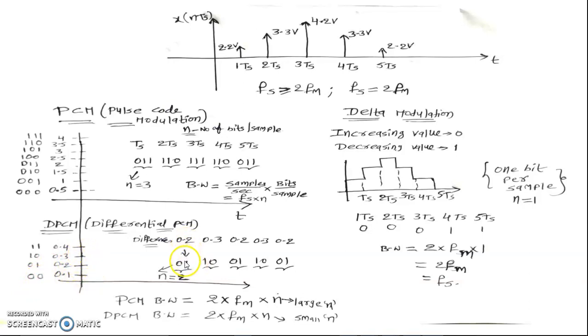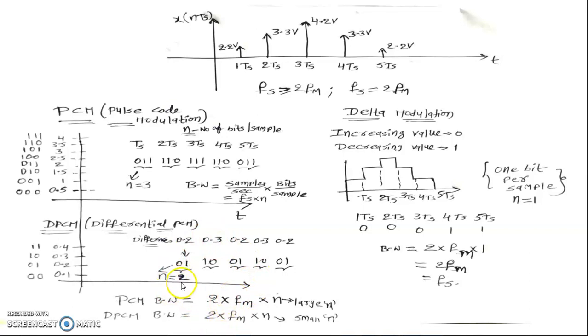So 0.2 I am encoding as 0, 1. Next, at 2 TS, with 3.3 volts, the difference is 0.3, so I am assigning 10 here. So to transmit these 5 samples, I am assigning only 10 bits. Previously we had 15 bits. To transmit the same signal, PCM requires 15 bits, whereas DPCM requires only 10 bits. That is, we are saving the number of bits transmitted. With fewer bits we are able to represent the signal using DPCM.